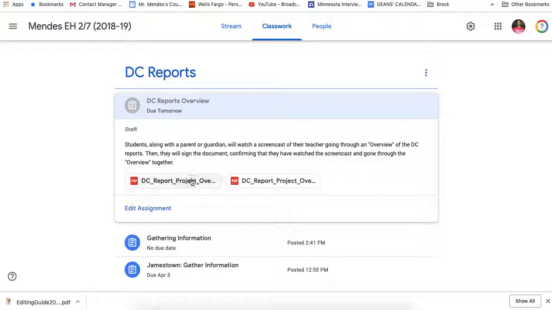Also, there are 2 different versions of this overview. I am going through the one that all modern language students receive, so if you take Chinese or Spanish, you received the one that I'm going to go over. Some of you are in language arts, and your calendar is a little bit different. And I'll mention this when I get to the calendar portion. So these are 2 versions of the overview right here, should you lose the one that you're looking at right now.